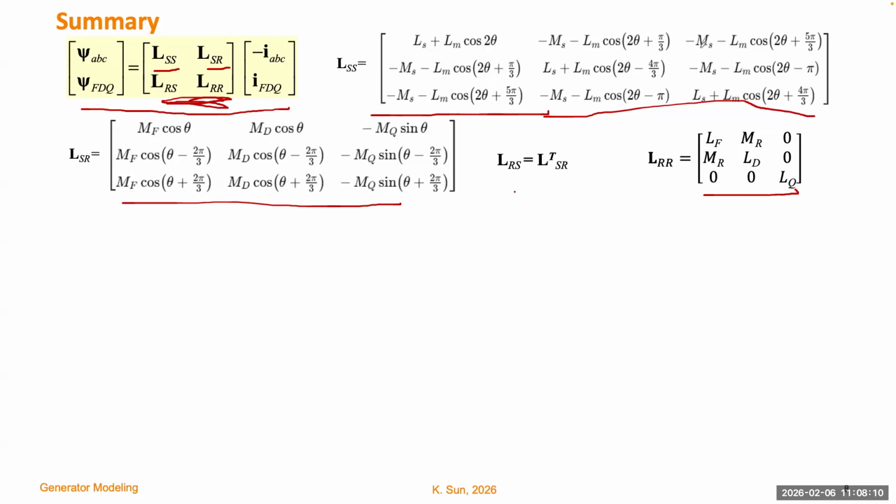So LSS will have a second order harmonic, so you see 2 theta for each item. And for LSR, that's a first harmonic. You only see theta without the 2. And for LR, that's all constant. So we finished the first model for the synchronous generator. We have 6 voltage equations and 6 flux equations, and for the parameters we gave an accurate expression. But unfortunately, this is not a good model.